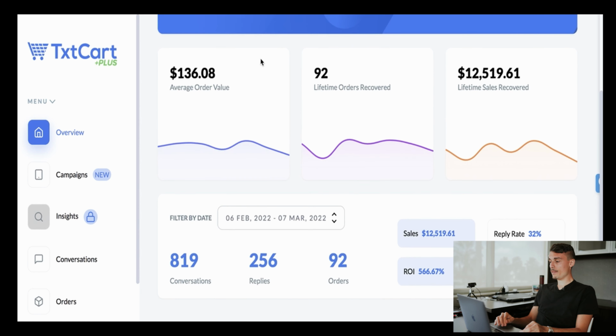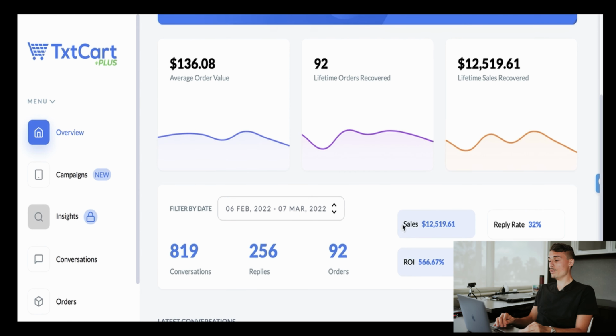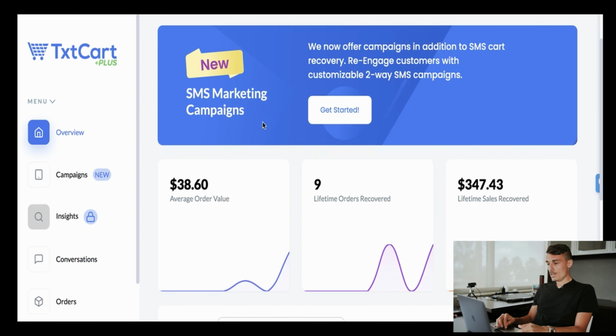Here's another client that we recently downloaded the app for. They sell decently low to middle ticket, $136 average order value, added an extra $12,000 this month alone, and we just added this app about a week and a half to 2 weeks ago. So recovery rates are 36%, already almost 6x the amount that you're on average getting from Shopify.